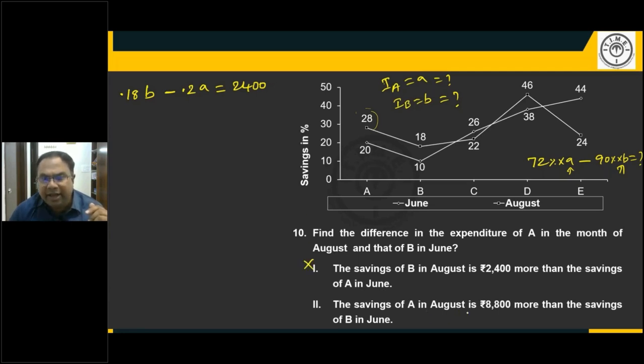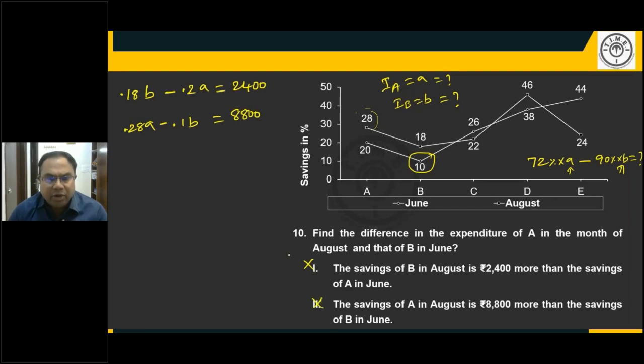Second, savings of A in August. August is the square box. Savings of A is 0.28 A, which is 8,800 more than savings of B in June. June savings of B is 10% now, so 0.1 B. The difference is 8,800.